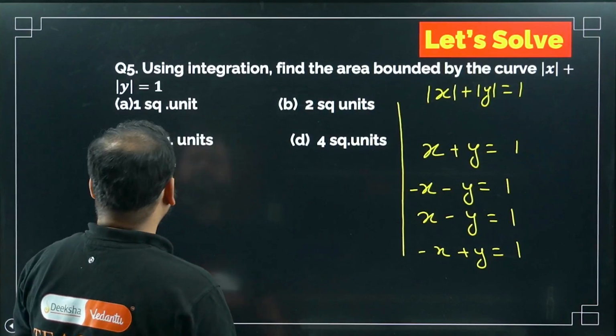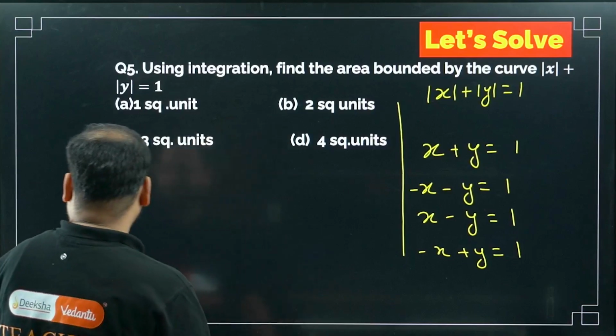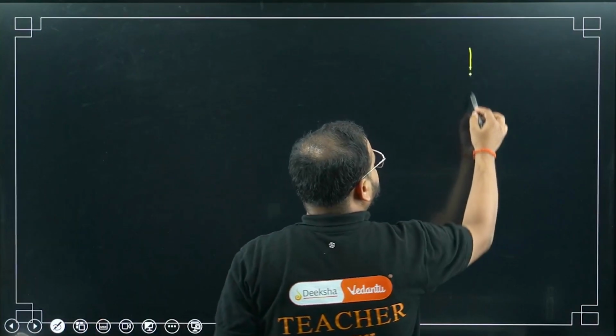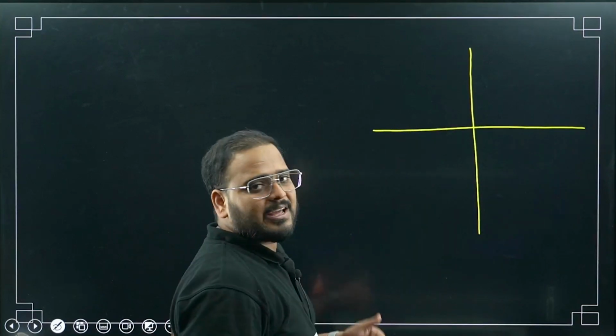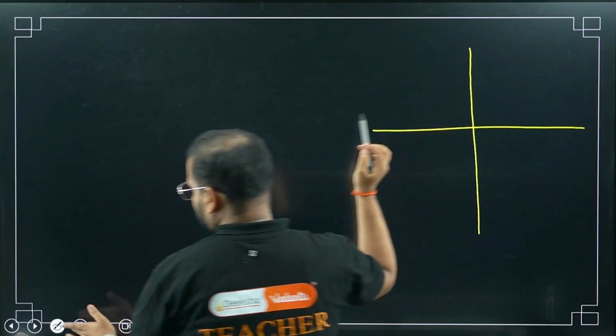So using the integration, find the area bounded by the curve. I'll plot this graph over here. How will the graph look like? x plus y equal to 1. This is the graph, if you remember this.